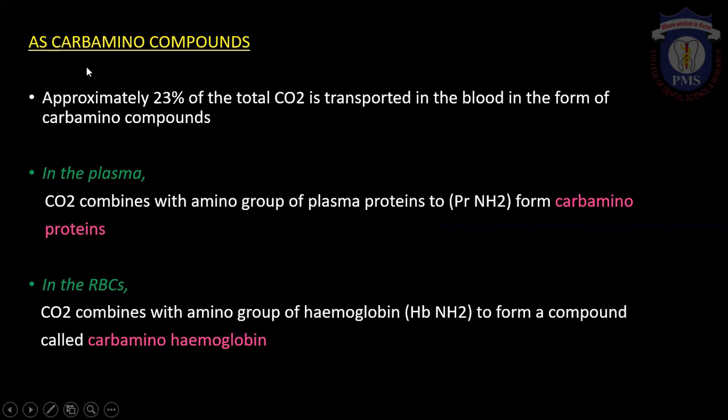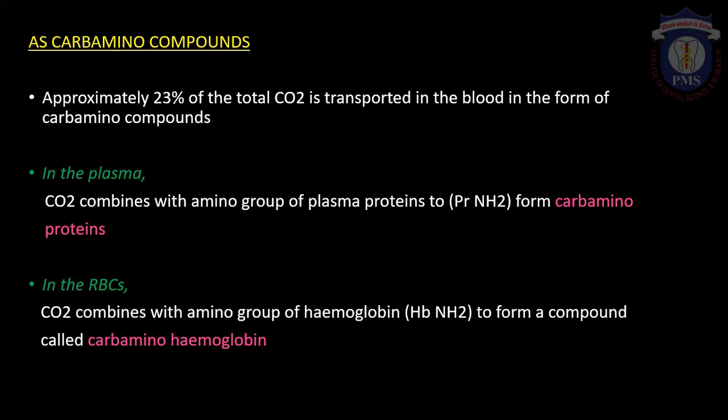I repeat, in the formation of carbamino compounds, the carbon dioxide combines with the amino group of certain compounds and is then transported. In the plasma, this carbon dioxide combines with the amino group of plasma protein and is transported in the form of carbamino protein. Now, what happens in RBC? This carbon dioxide combines with the amino group of hemoglobin and is then transported in the form of carbamino hemoglobin. So these are the two forms in which carbon dioxide is transported as carbamino compound. Only 23% of the total carbon dioxide is transported through this method.